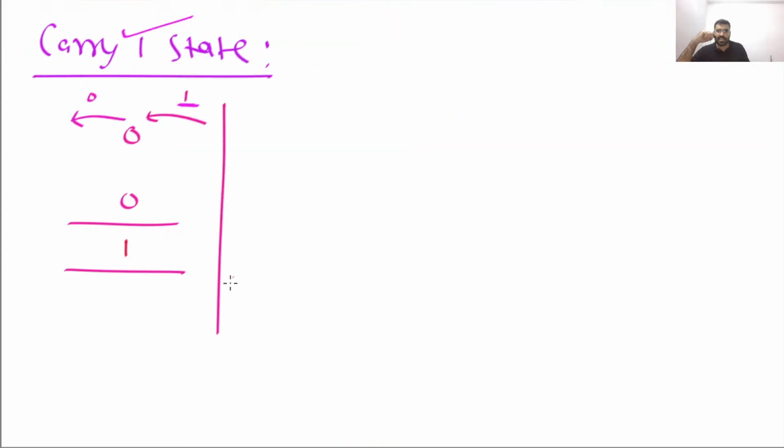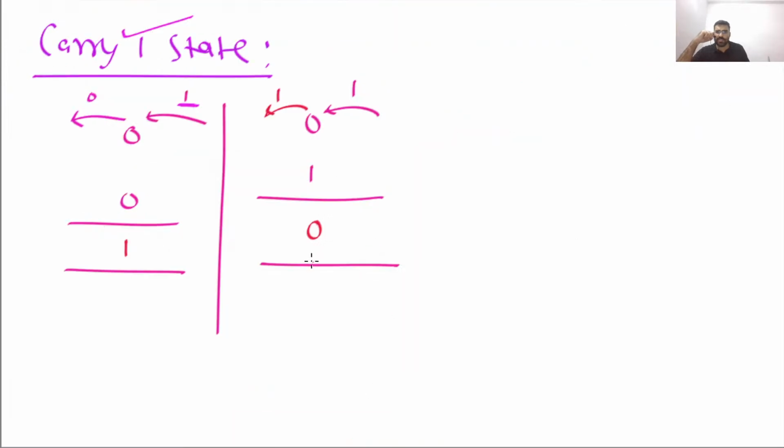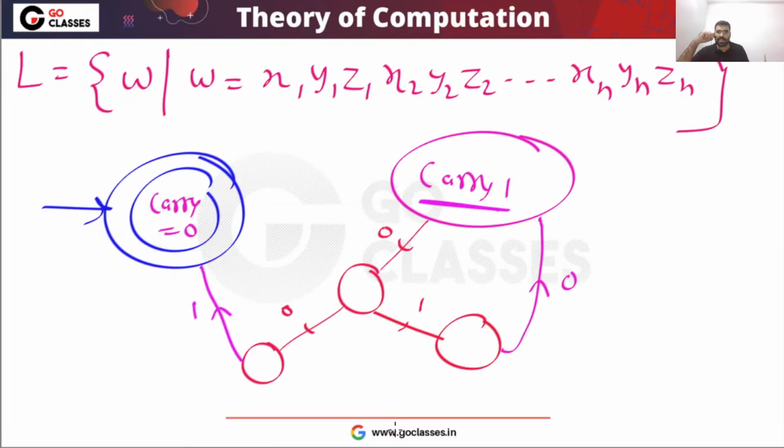In this carry 1 state, if I do 0 plus 1, then what should happen? The result must be 0 and I will go to the carry 1 state. Yes or no? So after 0, if 1 comes, then the result must be 0, but I will go to the carry 1 state.